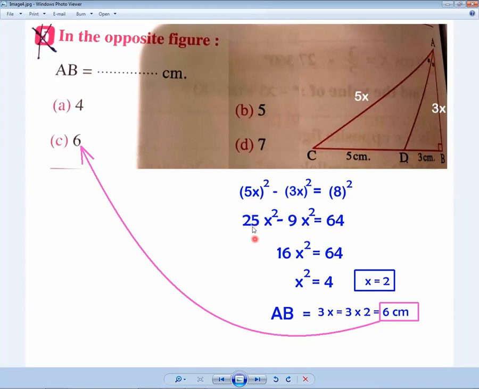Remove power 2, it's 25x squared minus 9x squared and equals 64. 25 minus 9 is 16. 16x squared equals 64. Divide by 16, you will get x squared equals 4. Taking the square root, you will get x equals 2. What about AB? AB is not x, it's 3x. So it's 3 times 2, it's 6 centimeters. I have to choose number C.